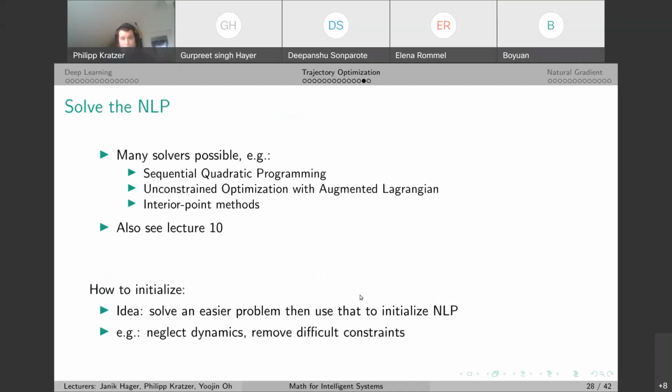In order to solve the NLP, there are many solvers possible. I don't want to talk much about this because in lecture 10, you had optimization and also constraint optimization, so you could also take a look there.